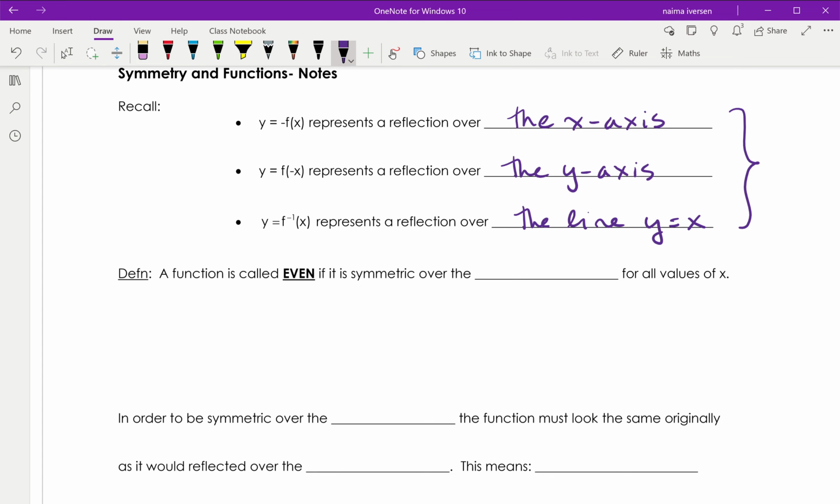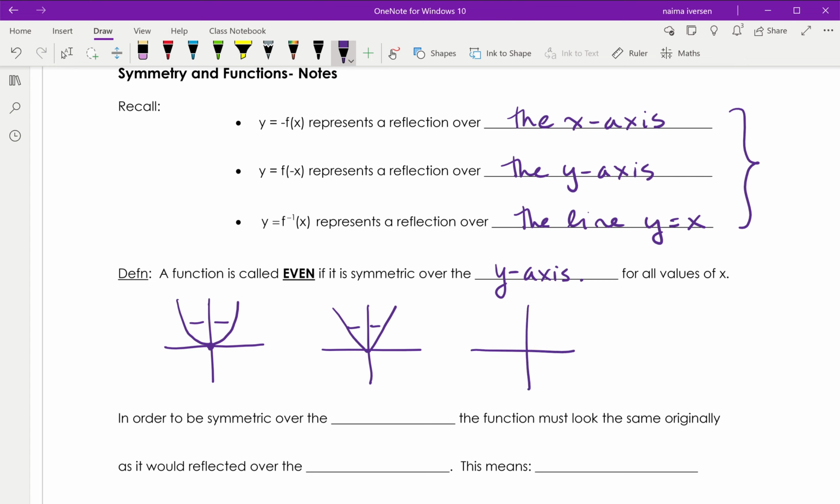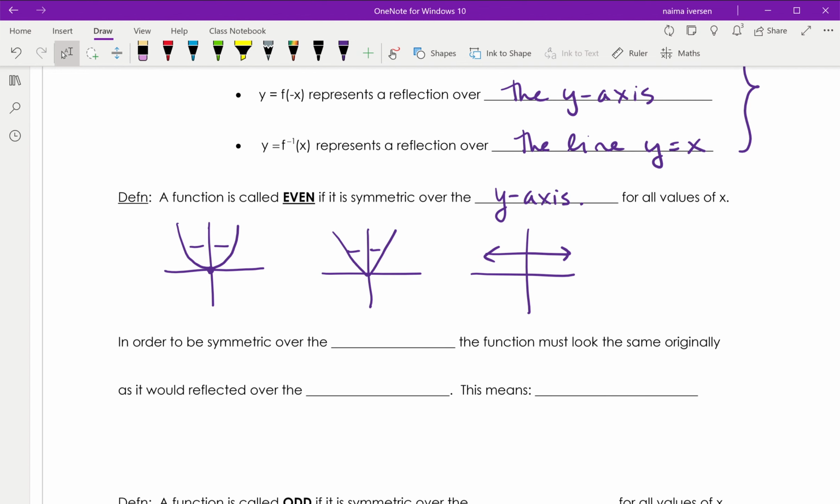A function is called an even function if it is symmetric over the y-axis for all values of x. So what that means is that you're going to get a graph maybe like a parabola like this with a vertex at 0, 0, completely symmetric around the y-axis, or possibly an absolute value graph symmetric around the y-axis, something like this, maybe a horizontal line symmetric around the y-axis. But in all of those cases, in order to be symmetric over the y-axis, the function must look the same originally as it would reflected over the y-axis.